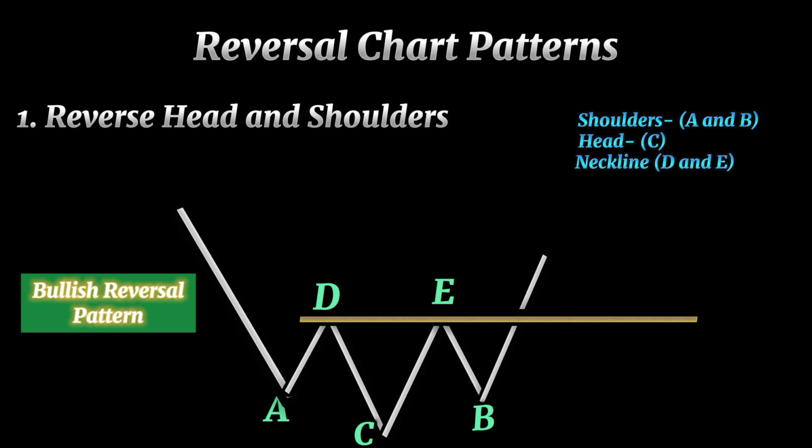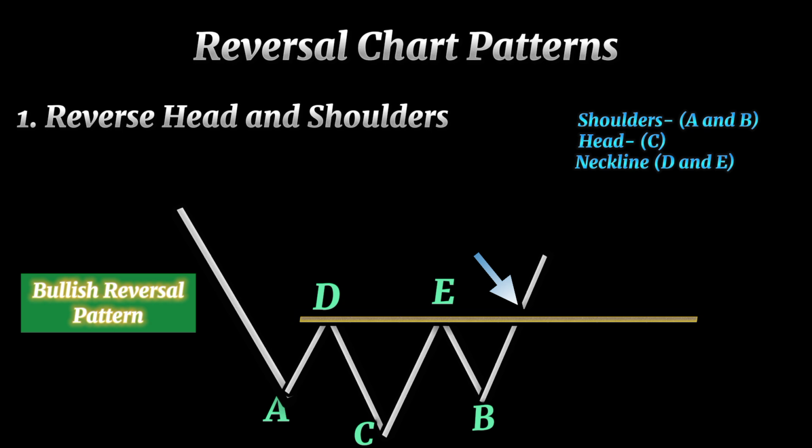The logic behind that is that sellers were able to create a low in letter C and also tried to create a low in letter B, but they failed. The pattern is confirmed when the price breaks above the neckline, and as we have already stated, it could be horizontal or sloped, depending on where the previous highs and lows are located.